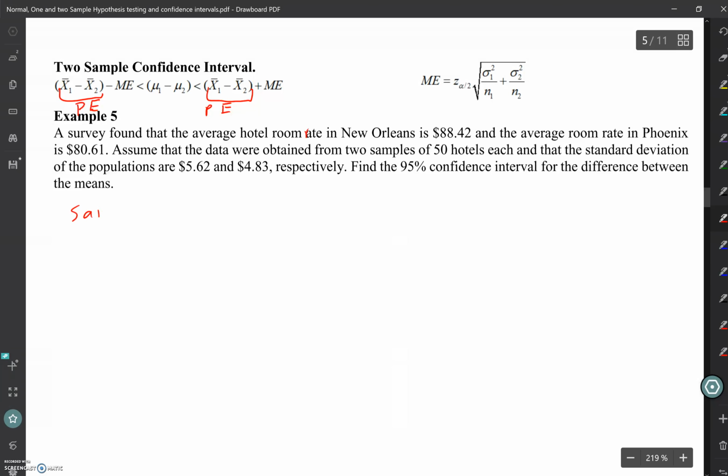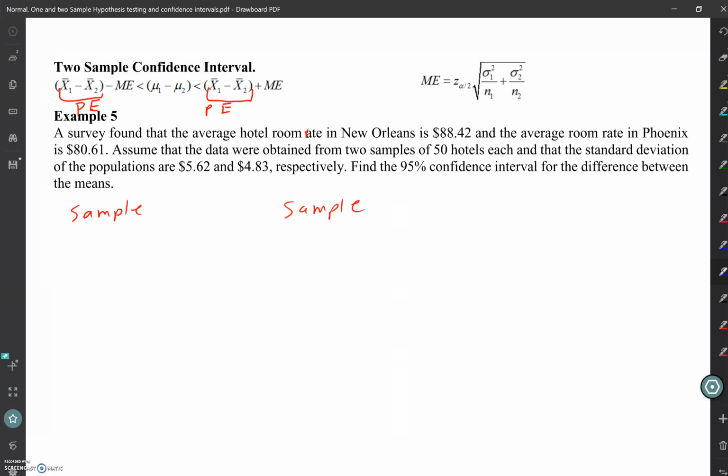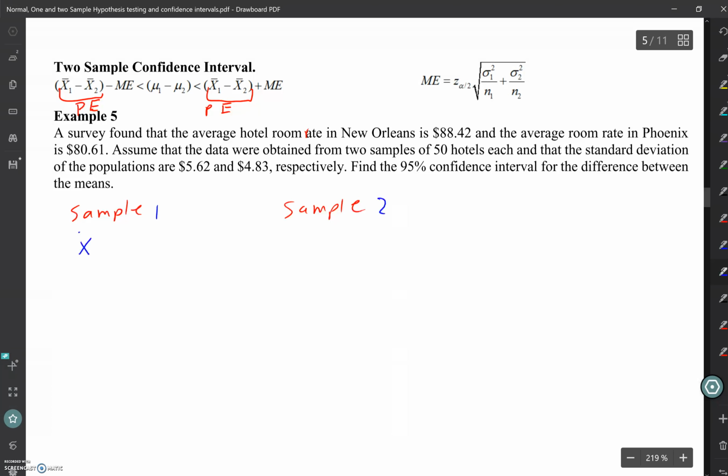All right, so we're going to make sample 1 and sample 2, because we got 2 sets of information. So we've got 88.42. What is that? The mean. So that's one mean. X bar 1 is 88.42. What about 80.61? It's the mean for sample 2. So 80.61.